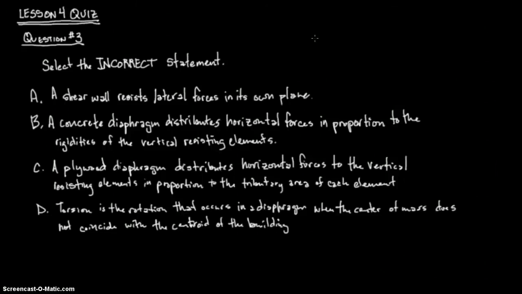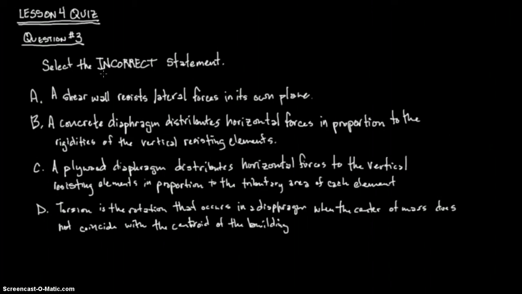Welcome to General Structures 2 and Lateral Forces, lesson 4 quiz, question number 3. It says, select the incorrect statement. We'll go down each of the letters A, B, C, and D and say why they were correct or incorrect, and then go ahead and find out what our answer is.